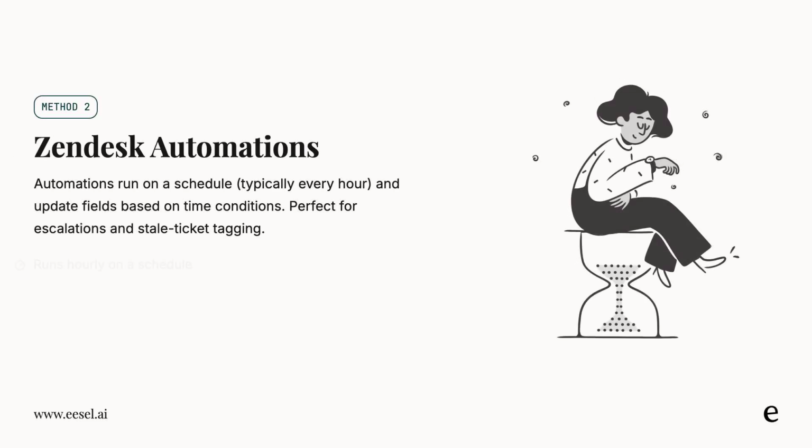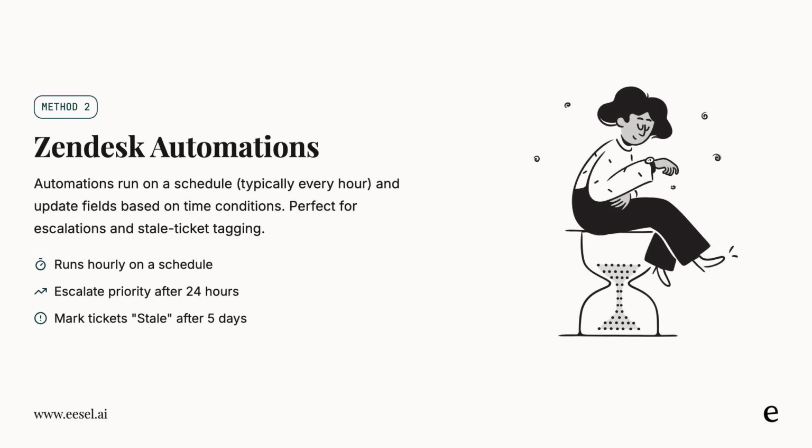Method 2. Automations. These run on an hourly schedule and are perfect for time-based updates, like escalating priority after 24 hours or marking tickets stale after 5 days of silence.